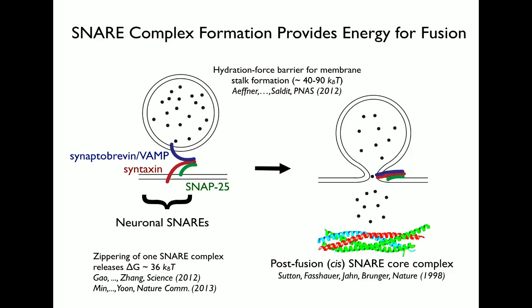And many years ago, we actually determined the structure of part of the SNARE complex and showed it's a parallel four-helix bundle. So that supported the notion that it forms this parallel arrangement, and since there are transmembrane anchors in both membranes, that means it has to pull the membranes together.